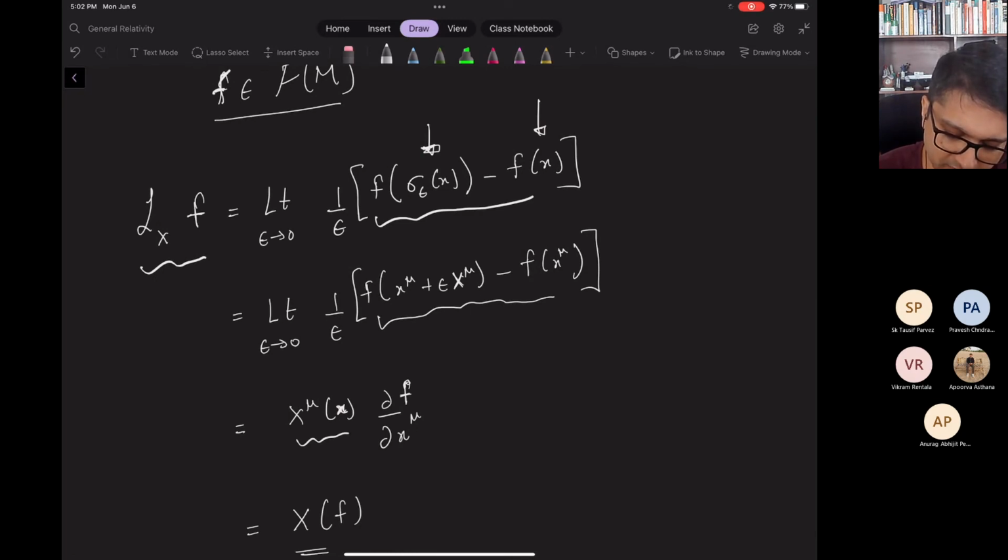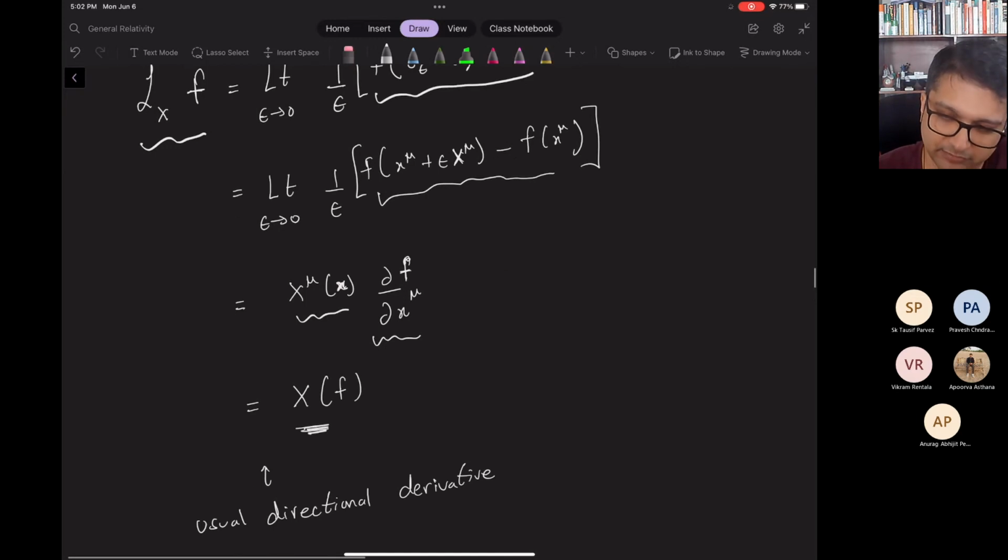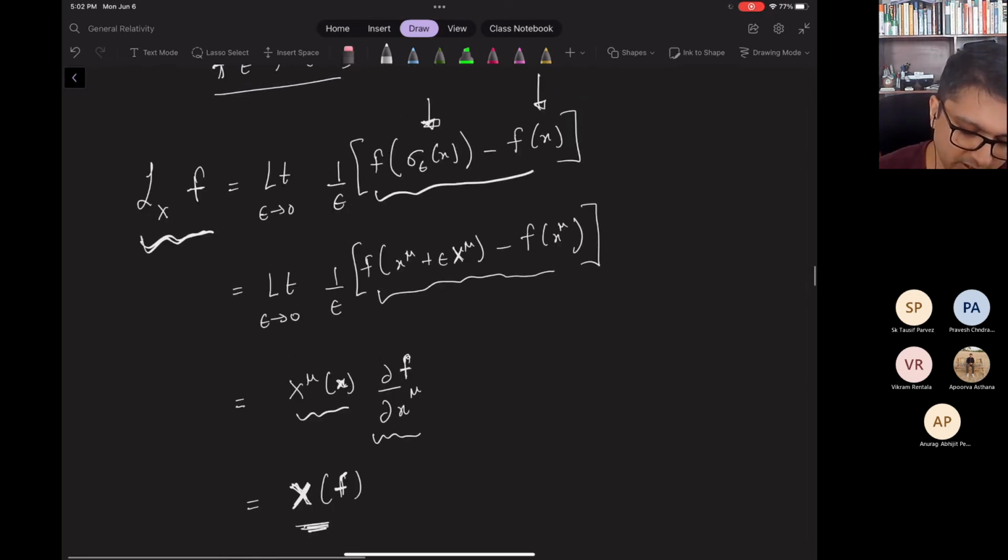It's just X^mu of x acting on partial f over partial x^mu, which is just X acting on f. So it's just your usual directional derivative where the vector field X is acting on f. The Lie derivative is just the usual vector field X acting on f. So this again is a scalar function.